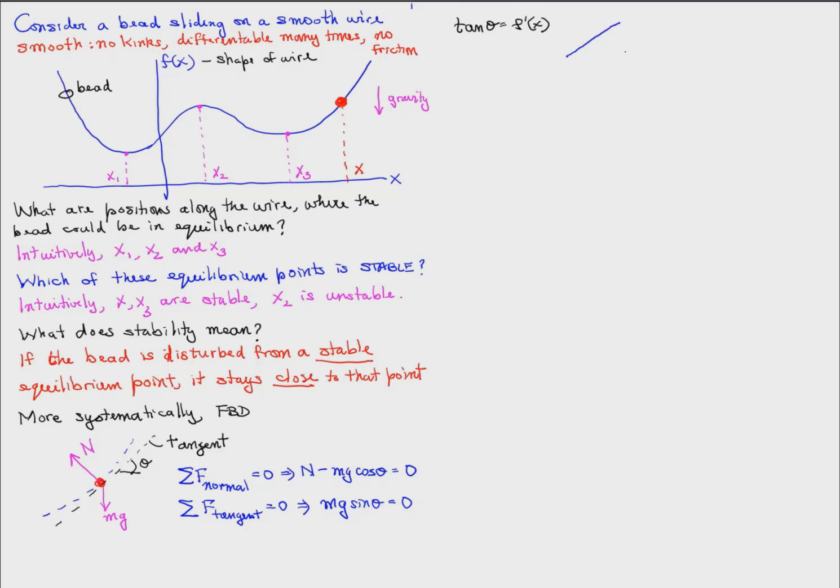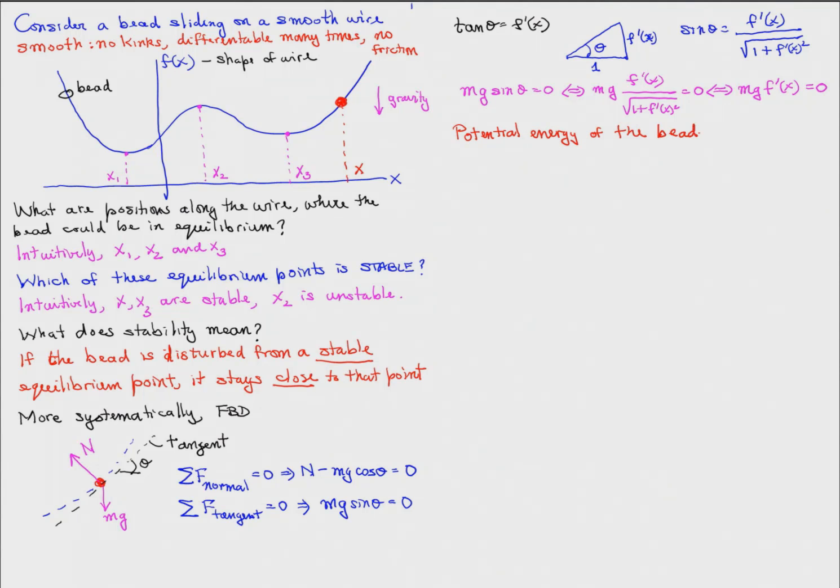Now, just from geometry, tangent theta is nothing but f prime of x. So we can figure out that sine of theta is f prime of x divided by the square root of 1 plus f prime of x squared. So the equilibrium equation mg sine theta equals 0 means mg times this expression for sine theta is 0, which means mg times f prime of x is 0.